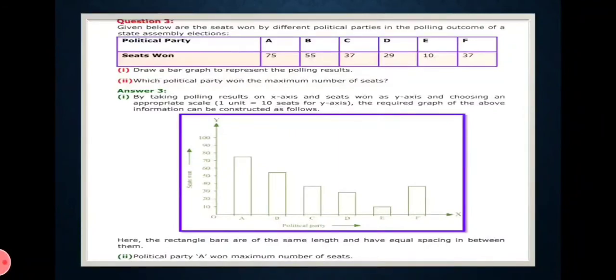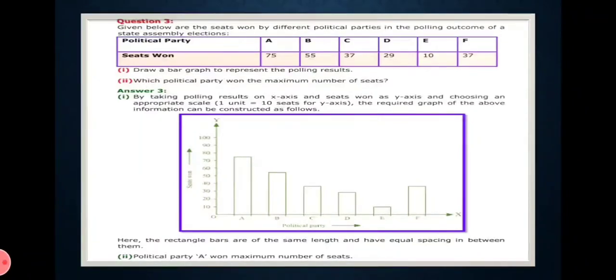So for answer, by taking polling results on x-axis and seats won on y-axis and choosing an appropriate scale, that is 1 unit equal to 10 seats for y-axis, the required graph of the above information can be constructed as follows. Again on x-axis you will take the political parties mentioned in the information, and on y-axis you have to take seats won by the respective political parties, and on y-axis scale you have to take 1 unit equal to 10 number of seats. So after marking you make the bars according to the information. That is for political party A, the seats won by the political party are given as 75.